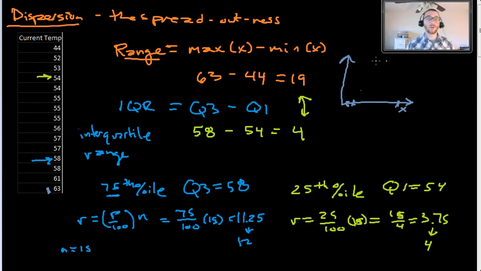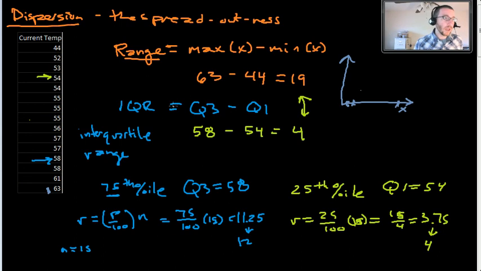Now, range and IQR are not always going to be comparable. Really, we compare the range of one data set to the range of another data set, and the IQR of one data set to the IQR of the other data set. Because the IQR, by definition, is going to have less variation. If range takes the two tails, the IQR deals with a much thinner slice of the distribution.